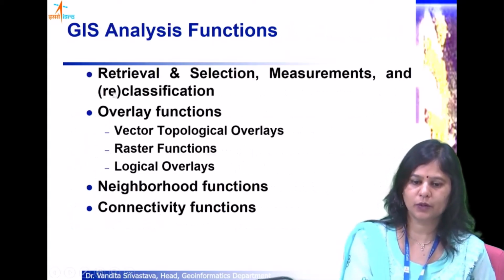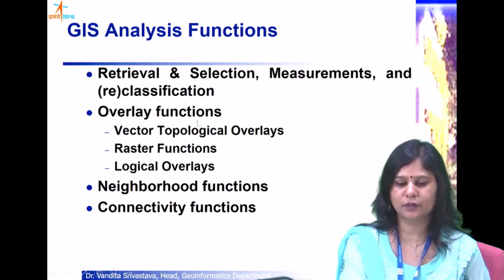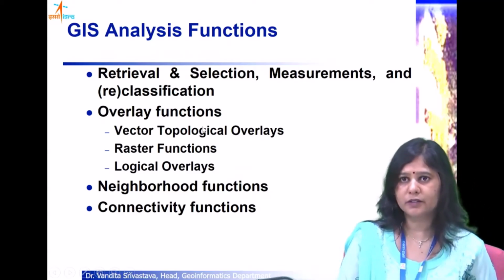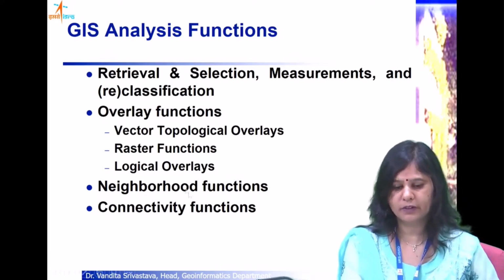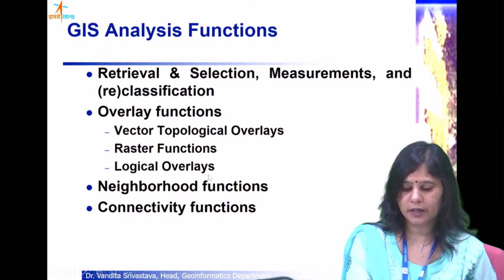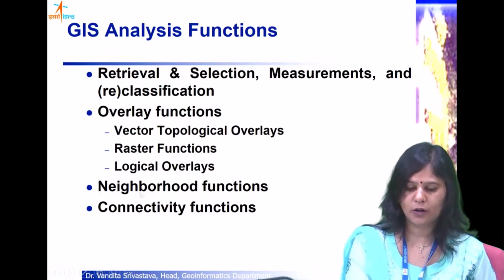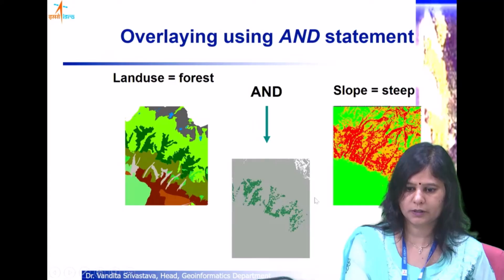Now to do this we require various functionalities that I will discuss in my spatial analysis lectures. I will be talking about various types of functions which are a little simpler in nature, like retrieval, selection, measurement and classification operations. Then overlay operations like vector and raster operations. When we talk about vector operations, we talk about the vector topological overlays, then raster functions, logical overlays, relational and arithmetic operators, and then neighborhood functions and connectivity functions are also there to study what is associated with a particular location in its neighborhood, and then how the features are connected. For that we require connectivity operations.